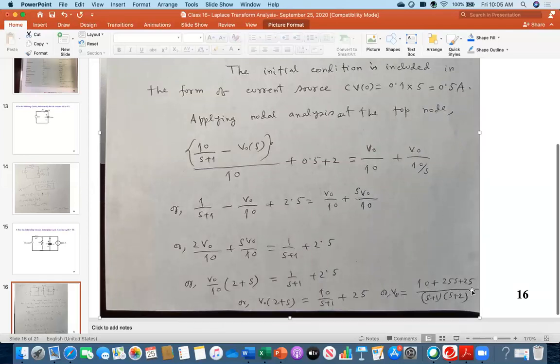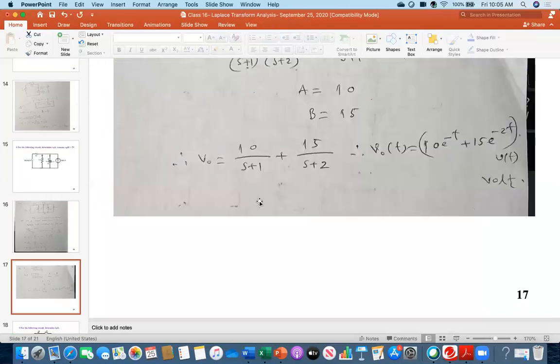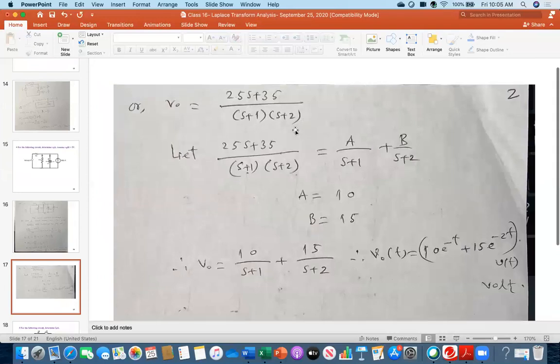V naught equals 10 plus 25 S plus 25 over (S plus 1)(S plus 2). Now you see, in this format it is difficult to construct the time domain function. So here you have to apply some technique. For example, here the technique is to apply the partial fraction rule. So that was my V naught. I assume this is A over S plus 1 plus B over S plus 2. Now I have to get the values of A and B. You all know the partial fraction. So I got A equals 10, B equals 15.